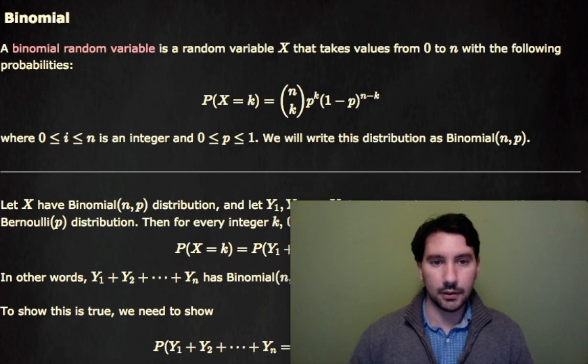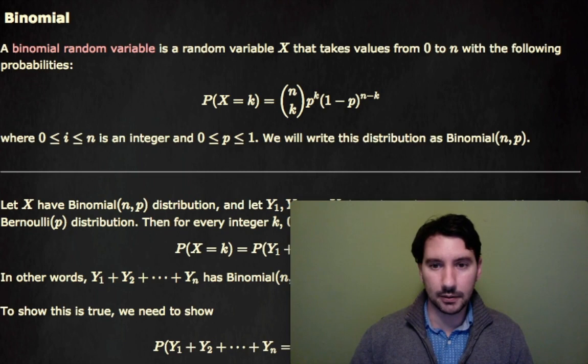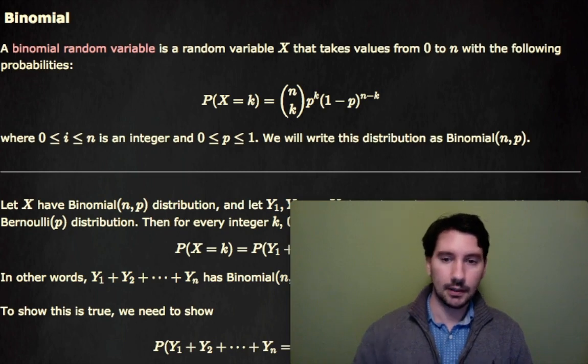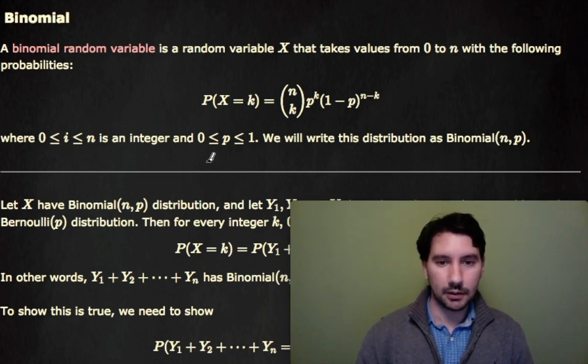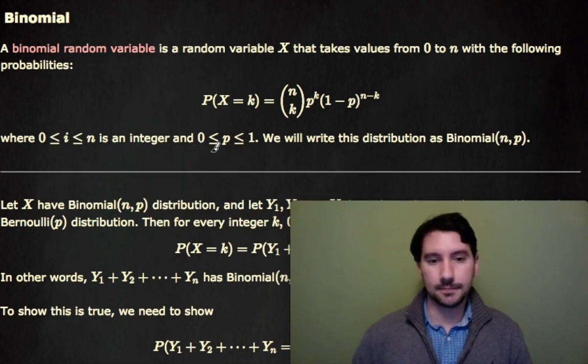Now on to the binomial distribution. So a random variable x has the binomial distribution if the probability x equals k is n choose k times p to the k times 1 minus p to the n minus k. Here n is a fixed positive integer, and p is some number between 0 and 1 again. So we would write this as binomial n, p.